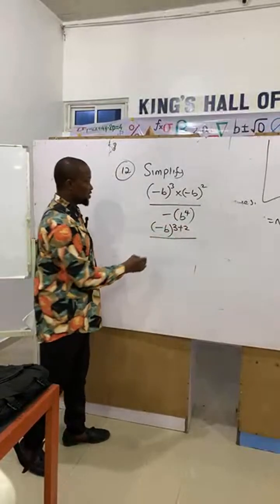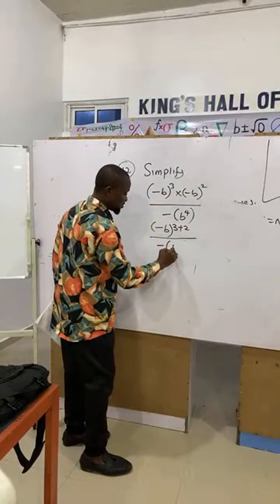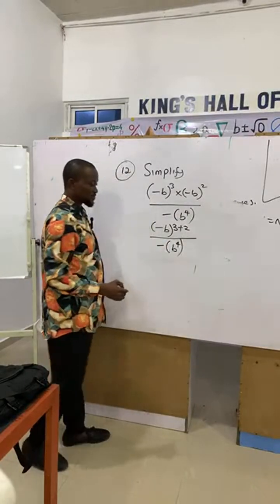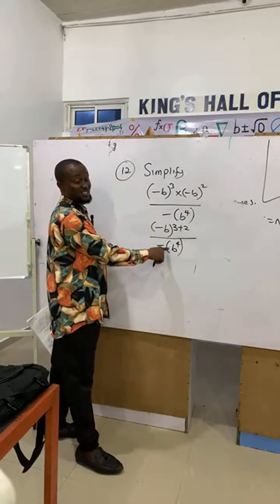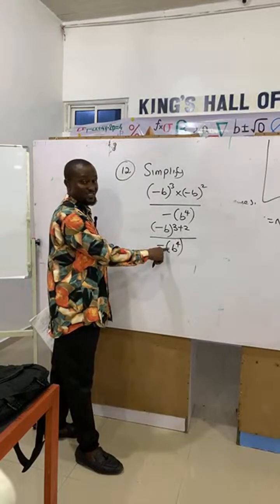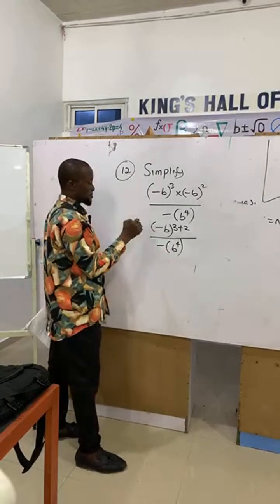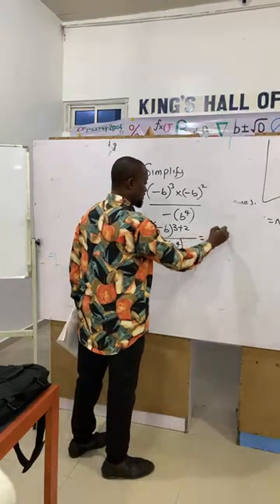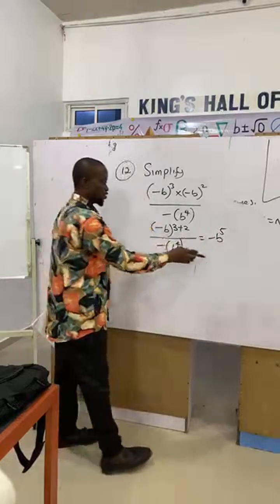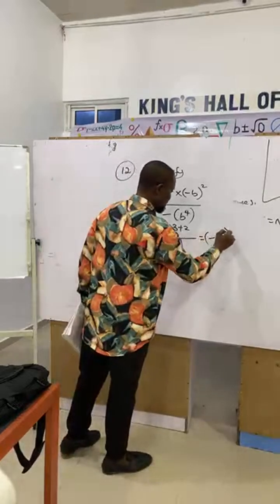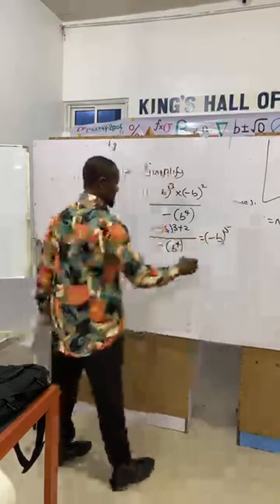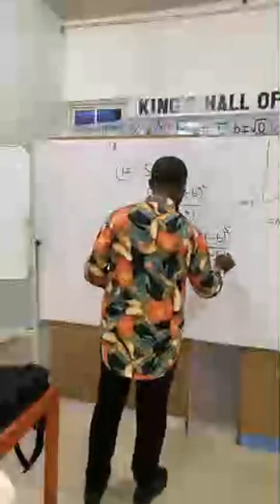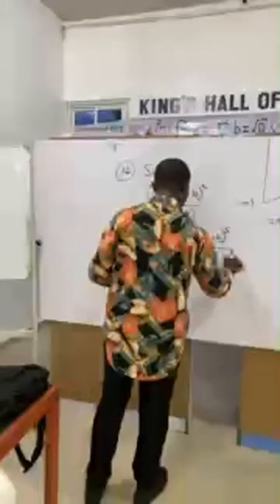Look at this: the minus is outside the b to the power of 4. It's different from putting this number inside. Very different. So this is going to give you minus b to the power of 5, because minus b to the power of 5, divided by minus b to the power of 4.